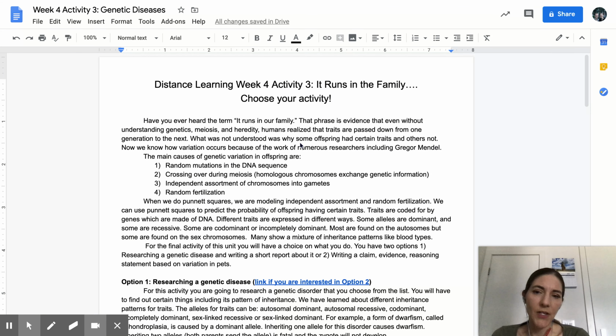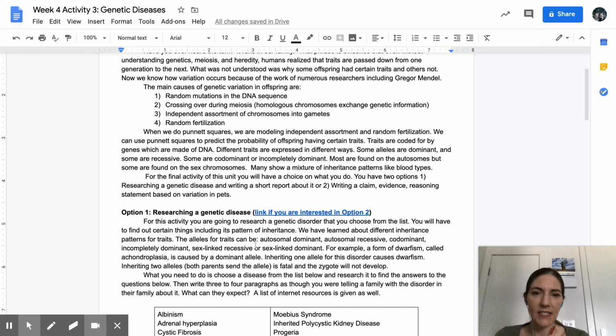Traits are coded for by genes and DNA, and different traits are expressed in different ways. So some alleles are dominant, some are recessive, some are codominant or incompletely dominant. Most are found on the autosomes, but some are found in the sex chromosomes. Many show a mixture of inheritance patterns like blood types. Blood types are codominant, multiple alleles, and dominant recessive.